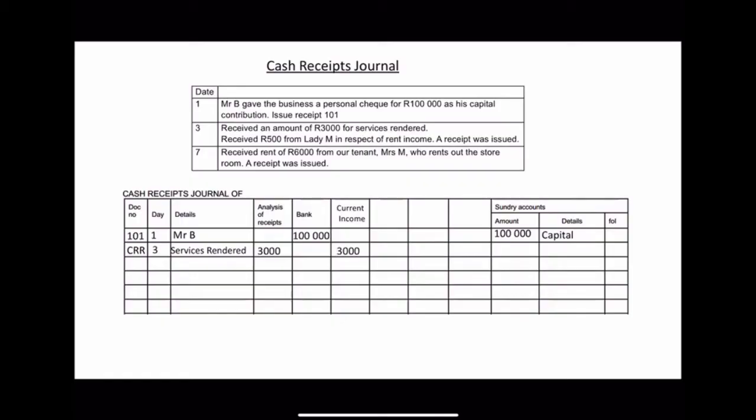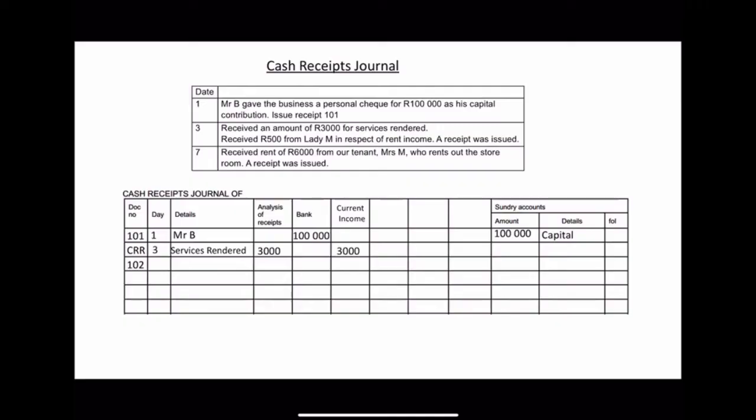So the next thing I need to do is receive 500 Rand from Lady M in respect of rent income. A receipt was issued. So we need to go and fill in that receipt. Okay. And it's important to note, like I said earlier, that your receipt numbers need to go in numerical order. We haven't been given the number of the receipt, but we know that the first receipt was 101, and therefore our second receipt needs to be 102.